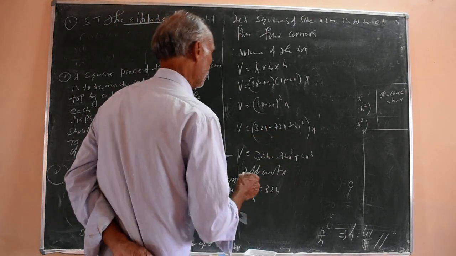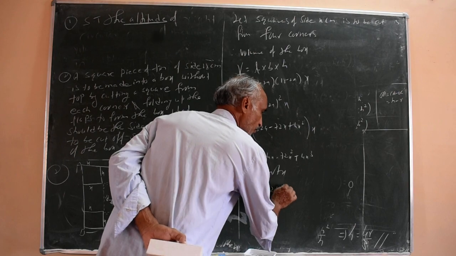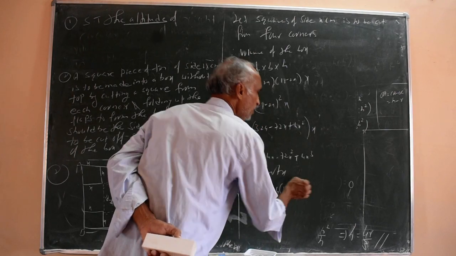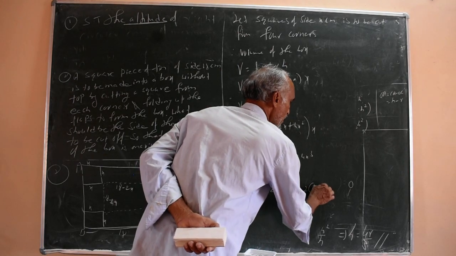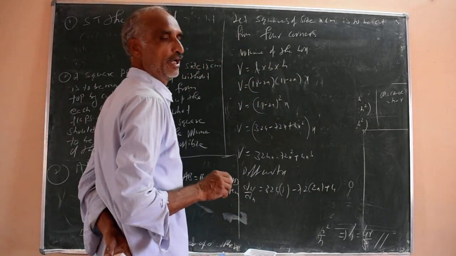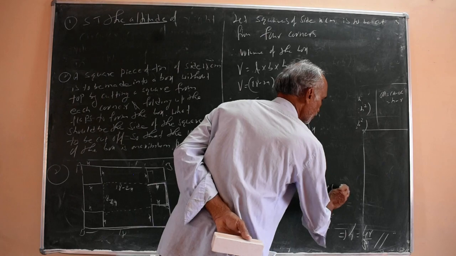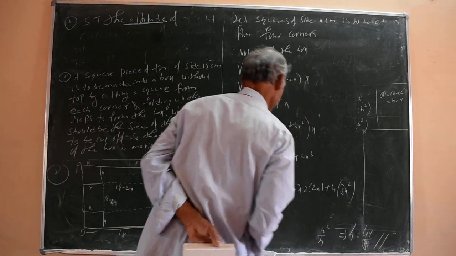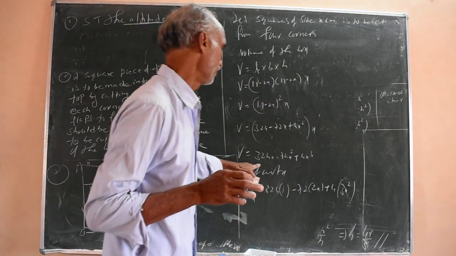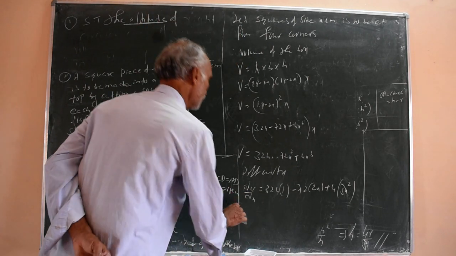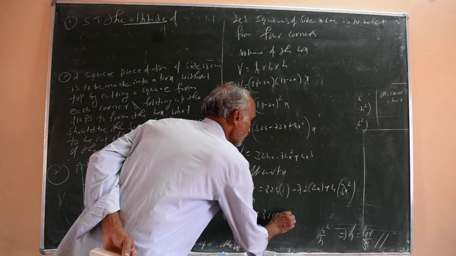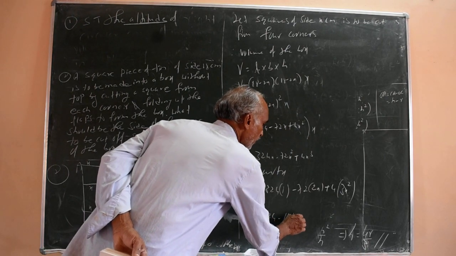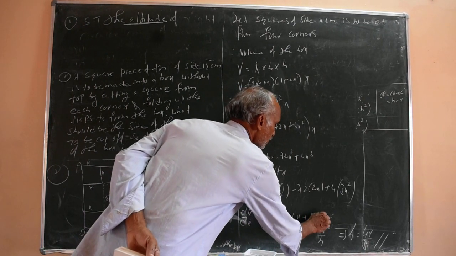324 into d by dx of x, 1. Minus 72 into d by dx of x square, that is 2x. Plus 4 into d by dx of x cube, 3 into x raised to 3 minus 1, 3x square. Now plus or minus is there, you differentiate each of the terms. Therefore dV by dx is equal to 324 minus 144x plus 12x square.